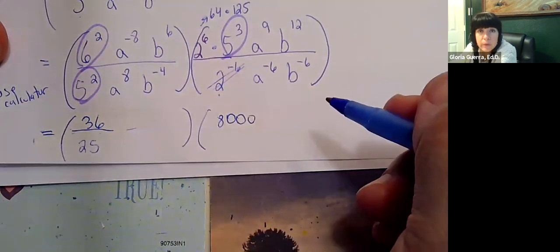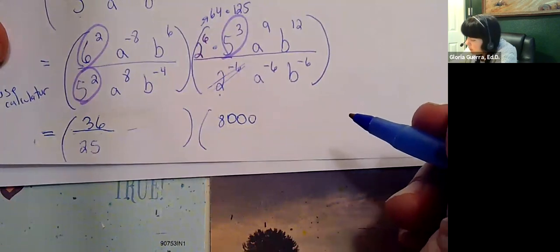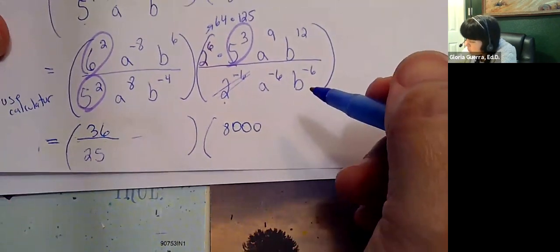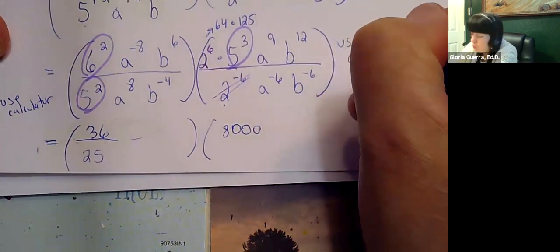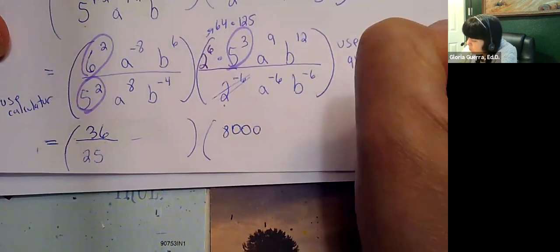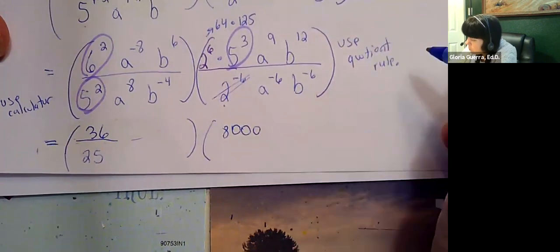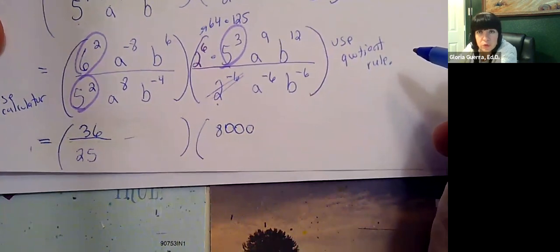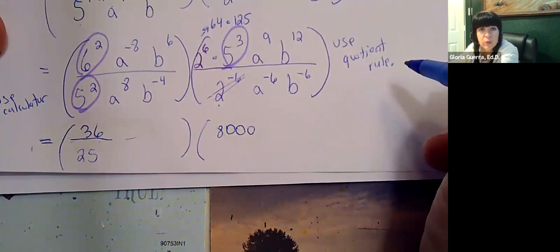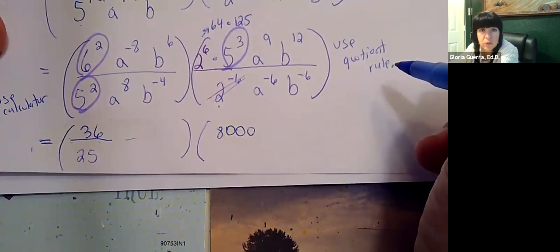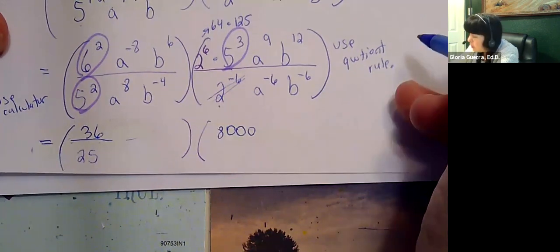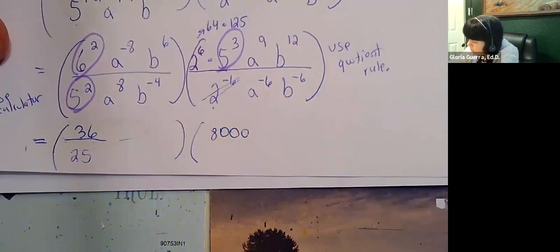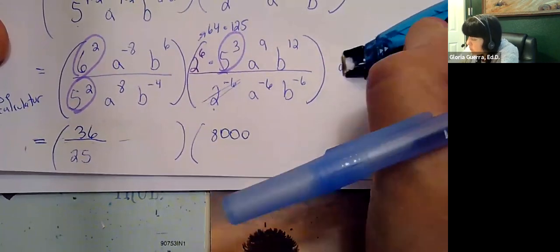Okay, now let's see what happens with the A's. I'm going to use the quotient rule. There's a couple of things you can do. You can use the quotient rule, or you can move them all around, and then use the product rule. So you actually have a couple of things you can do. Let me use that instead.